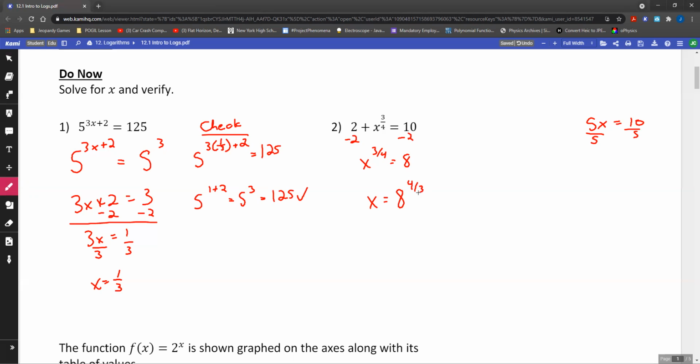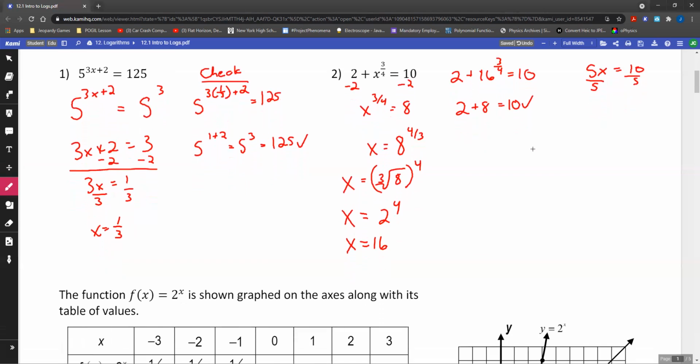From here, I can then plug into my calculator, or if I wanted to, I could do it by hand. So this is essentially the cube root of 8 to the 4th power. The cube root of 8 is 2. Raising that to the 4th would be 16. And we could just double check, and we would see that 2 plus 16 to the 3/4, 16 to the 3/4 would get us 8. So 2 plus 8 does equal 10. All right, perfect.